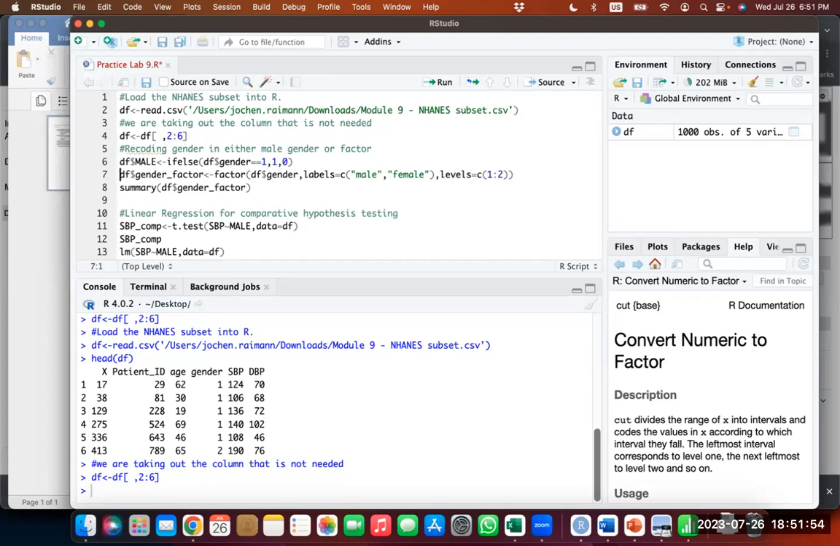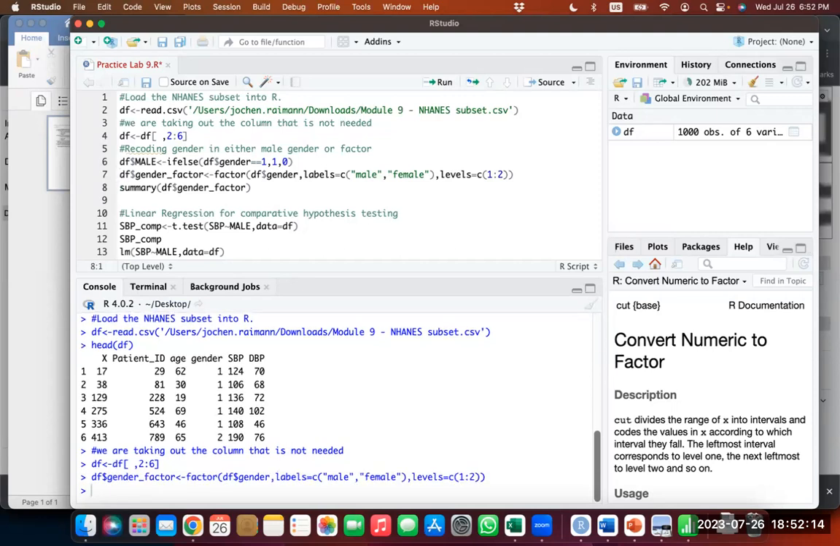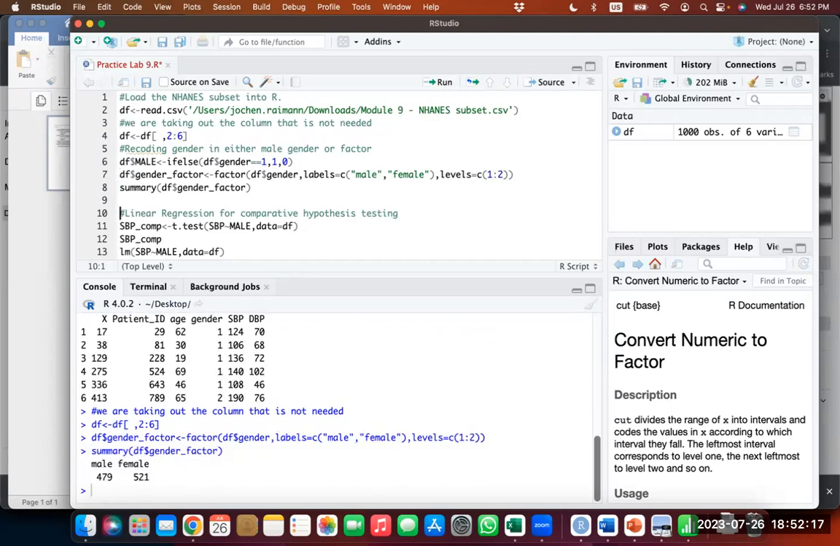Then we're transforming this into a factor, as we've done in the past. And please pay attention here, because we're doing male and female, and we're doing levels 1 and 2, which is utilizing that very structure that the original file has. Okay, now when we do summary, we're seeing that we have 479 males in our population and 521 females, which adds up to the 1,000 observations in the DF.